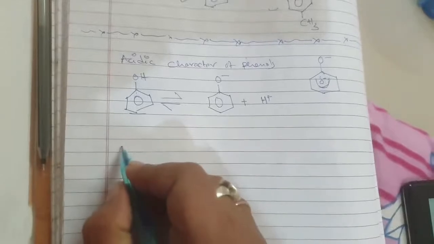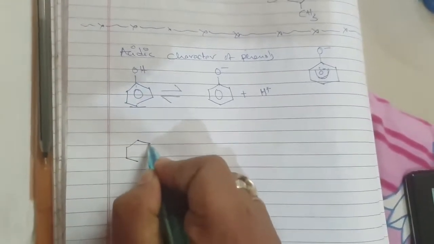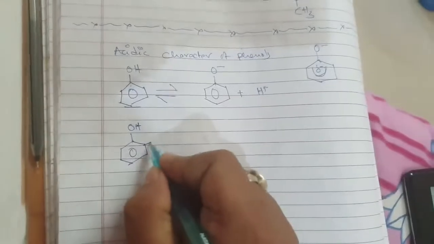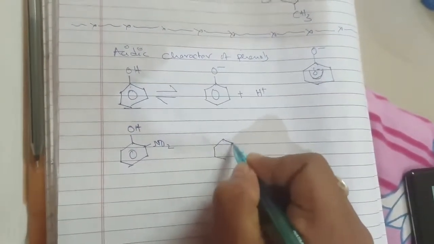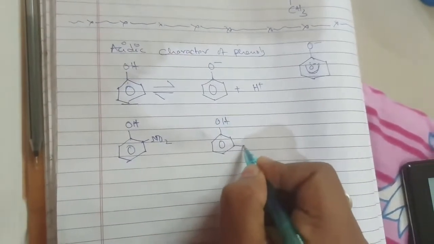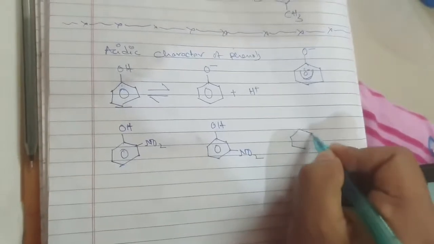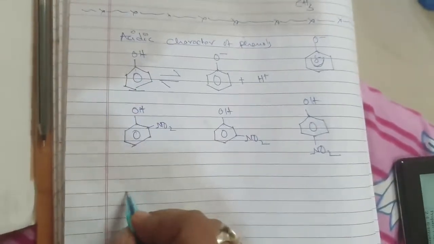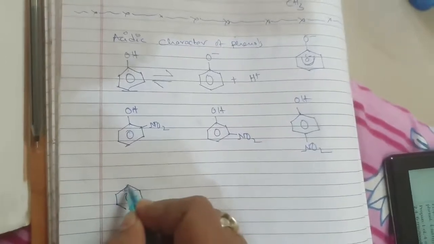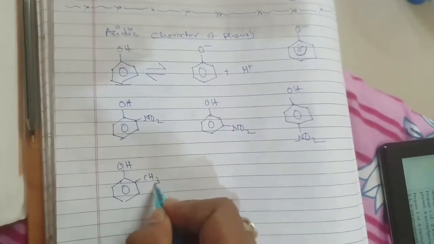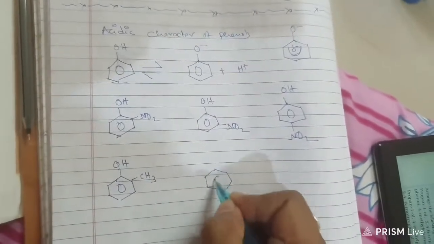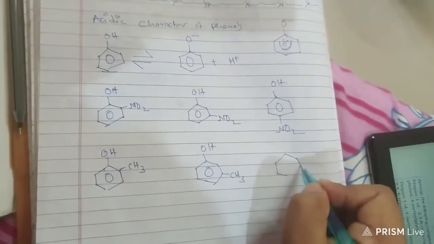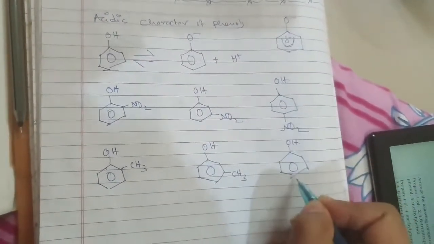distributed. Now if there is substituted phenols, suppose for example if there is an OH and here is an NO2, and if there is an OH and here is a CH3.